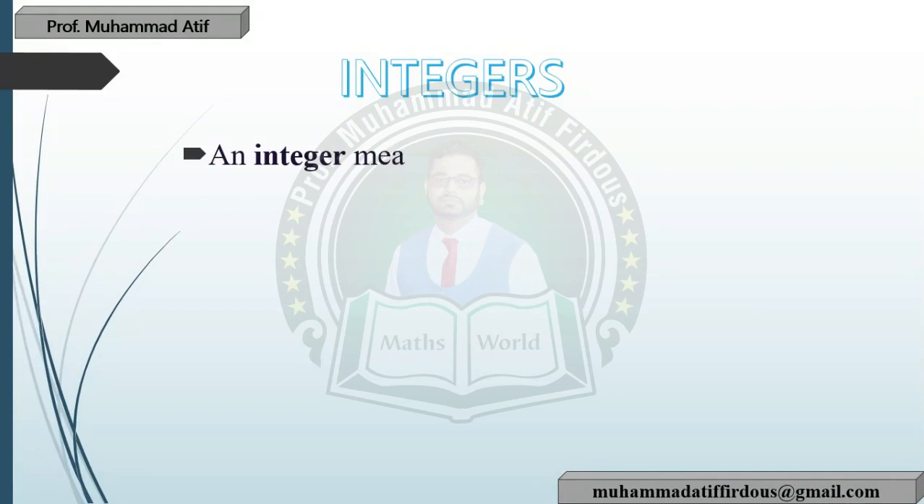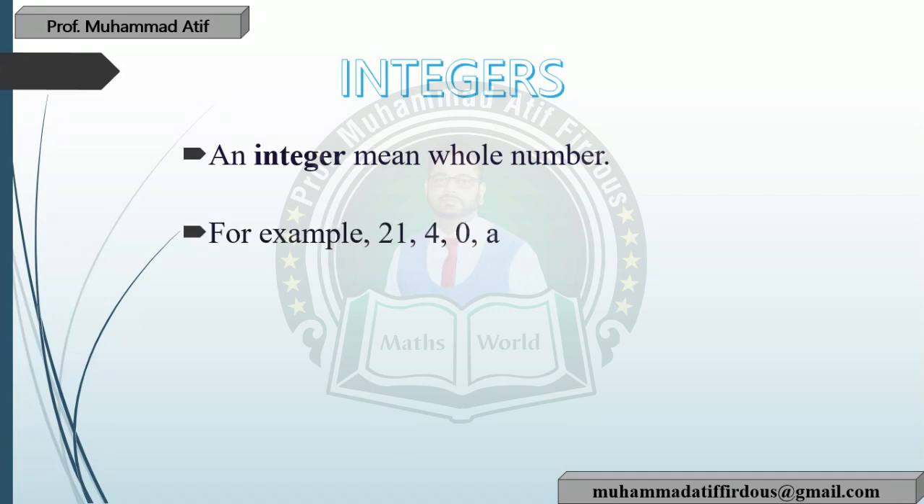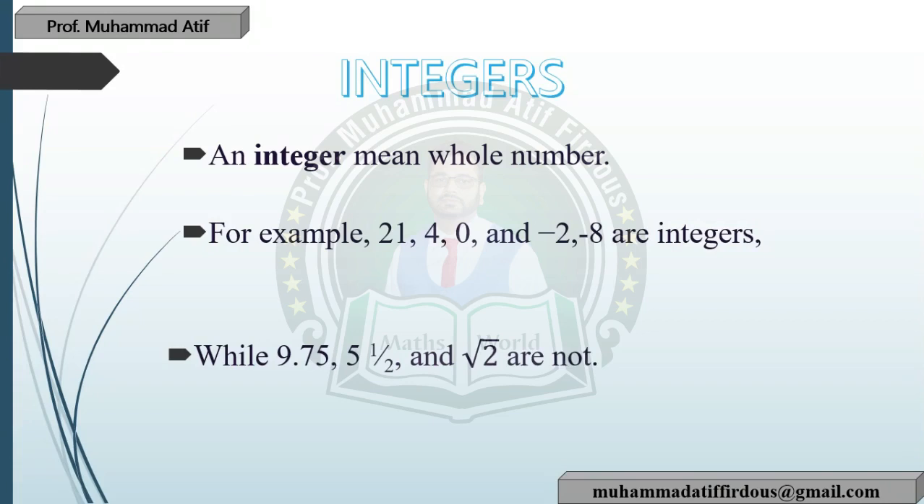integers. Simple definition: an integer means a whole number. For example, 21, 4, 0, minus 2, minus 8 are integers, while 9.75, 5.5 and square root of 2 are not integers.